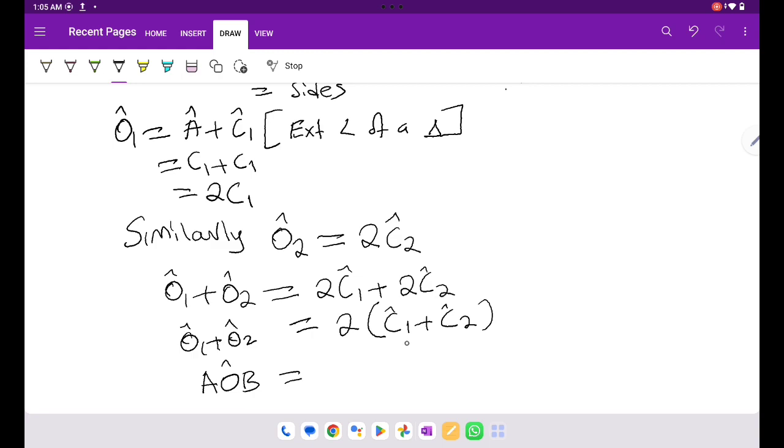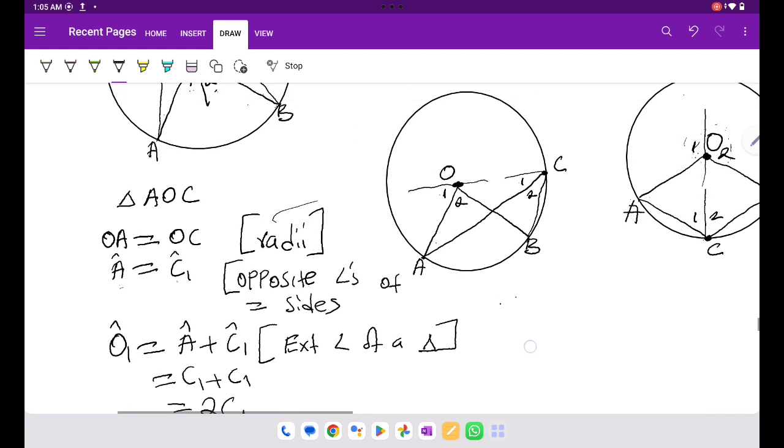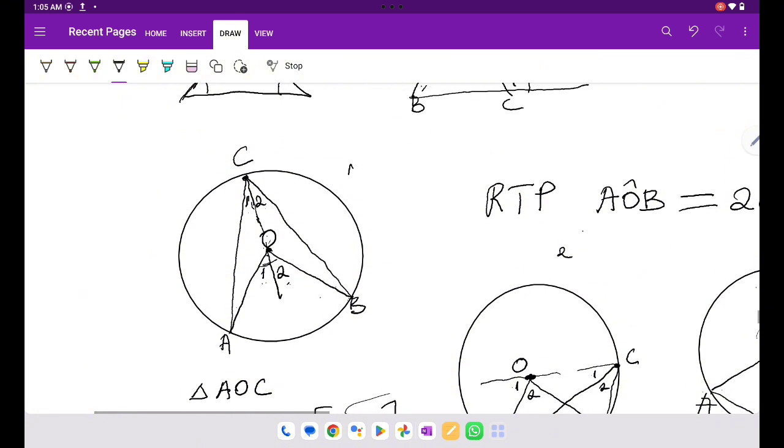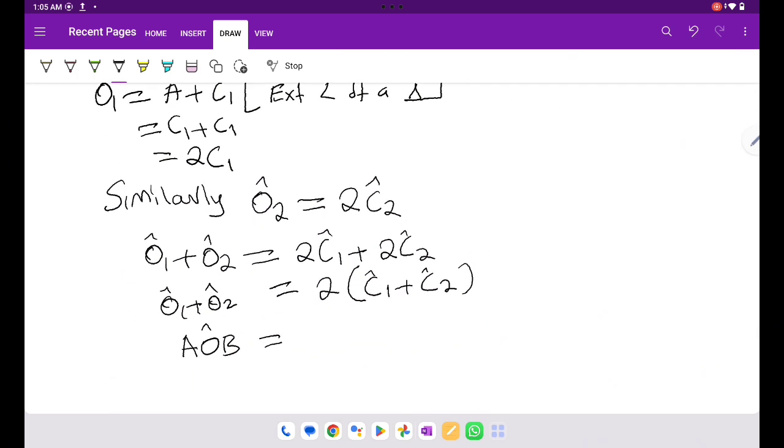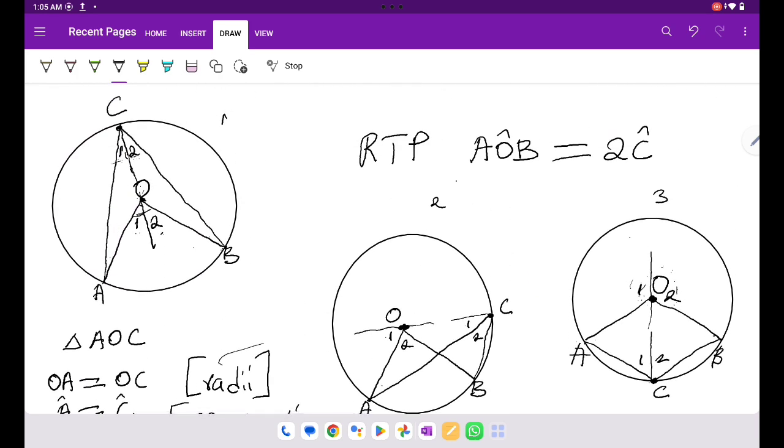Now let's look at C1 plus C2. You can see it's giving us our angle C. So instead of C1 plus C2, we'll put our angle C. So we do that, and then this is 2, and then C1 plus C2, it's C. Right, so if we have done that, then we have proved our theorem. Remember, we wanted to prove that AOB is twice C. So that is the proof of the theorem.